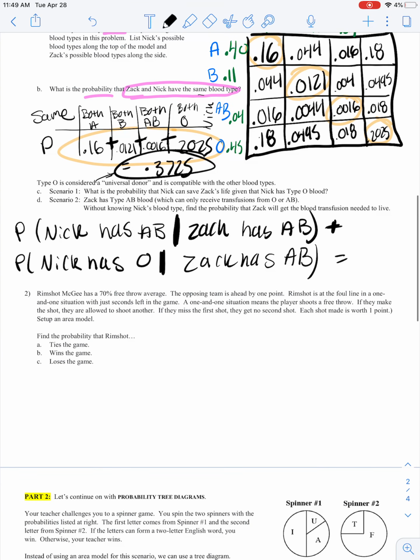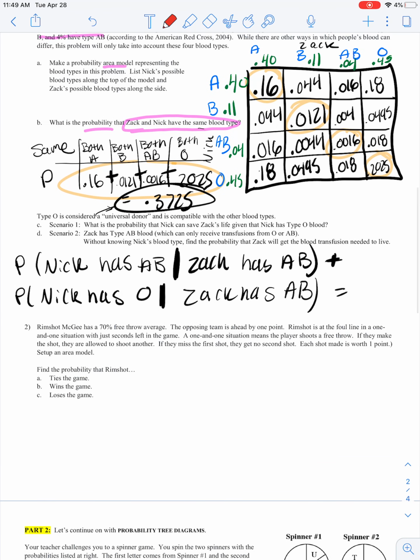So if we go to our chart, Nick has AB and Zach has O. So if I go here, Nick has AB, Zach has O was right here. That's 0.0016 plus the other one. Nick has O and Zach has AB. That's right here. 0.018. So you read what it says, go to your chart to find your results. 0.0196. So that is the probability, without knowing Nick's blood type, that Zach will be able to get the transfusion needed.